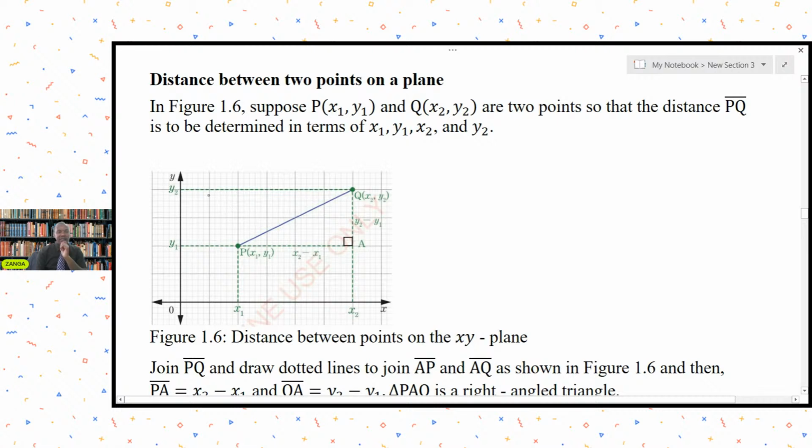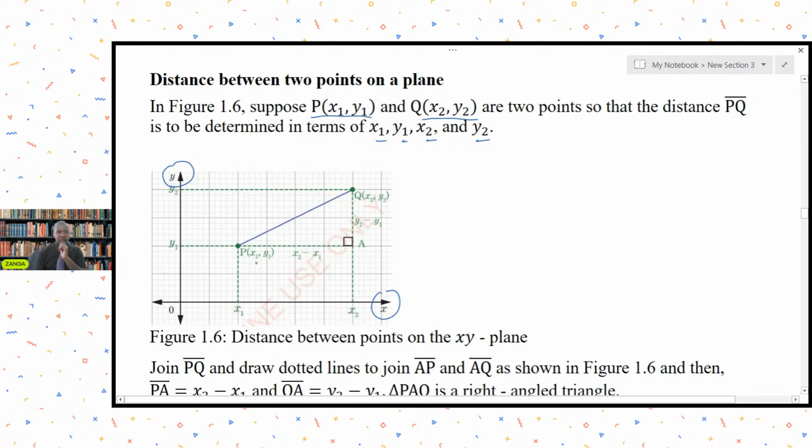We are going to start with this figure. So in this figure, it is actually XY plane, where we were given 2 points, point P (X1, Y1) and point Q (X2, Y2). These points are such that the distance PQ is to be determined in terms of X1, Y1, X2, and Y2. So how do we find the distance between these 2 points?